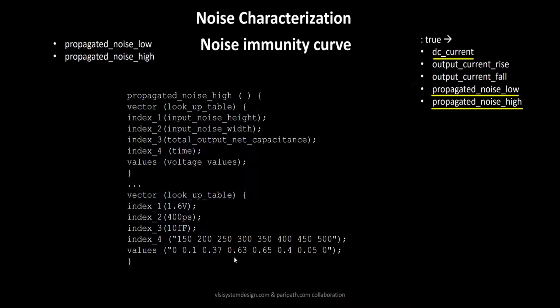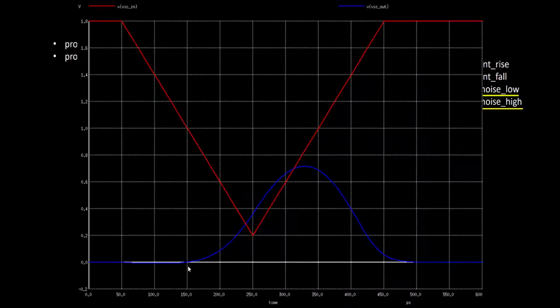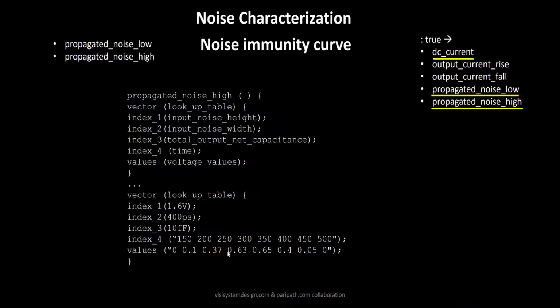And for each value of the time, we'll try to plot the bump over here. For 150 you will see this value, for 200 you will see a value of 0.1 volts, for 250 you will see a value of less than 0.4, about 0.37 or so. For 300 you will see a value of 0.67 volts and so on. So these are the values, the entire thing that will get plotted, or filled in the value sections over here.